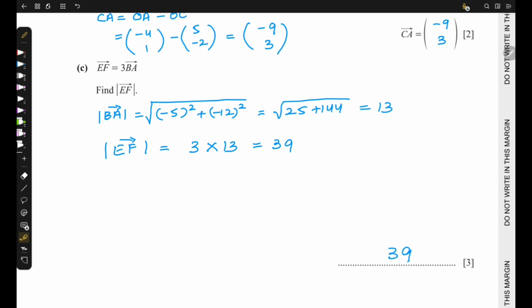But if you do the second method, finding the vector EF first and then the magnitude, it will be a little bit difficult for you because this paper is non-calculator, and in that case you will be getting very large values. It will be difficult to find the magnitude without using a calculator. So I'll suggest you use this method.